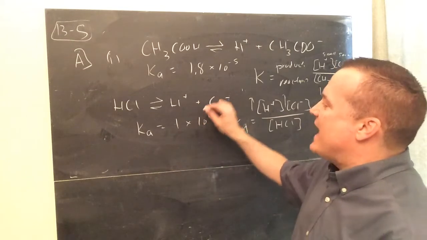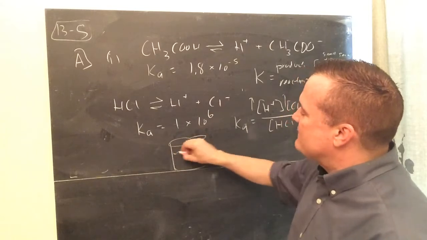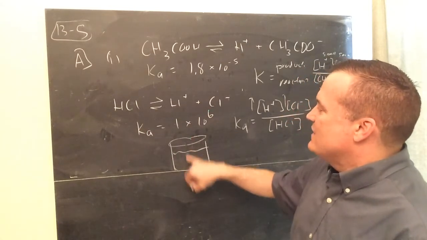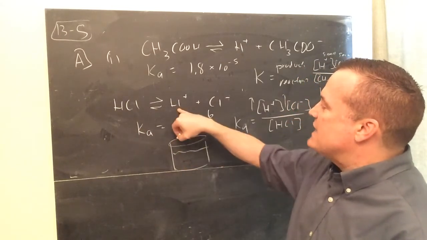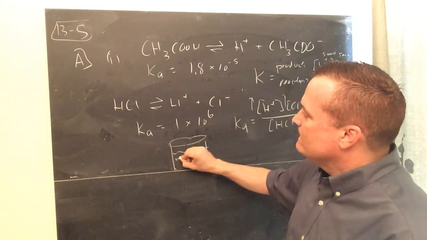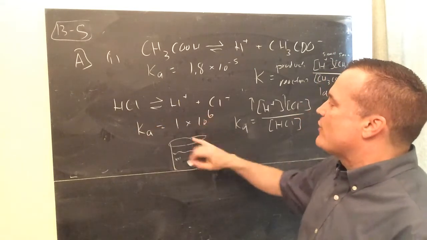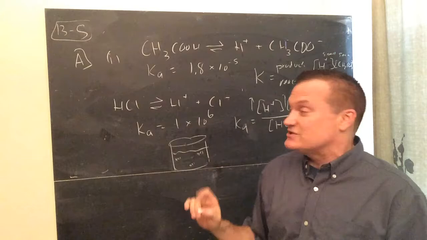That means that in the acid, almost all the particles in this equilibrium, if this is a cup of HCl acid, almost all the particles in here are H plus and Cl negatives, and you have only a little bit of HCl molecules that are not broken up. That's what that means. Almost all of them are broken up, nearly 100% dissociation, they call it.